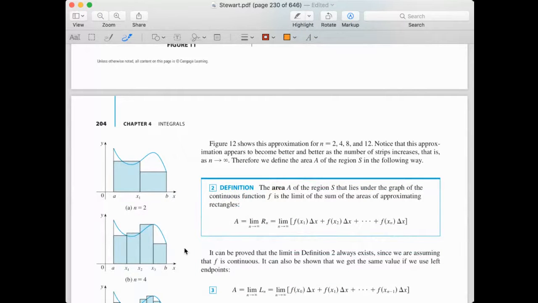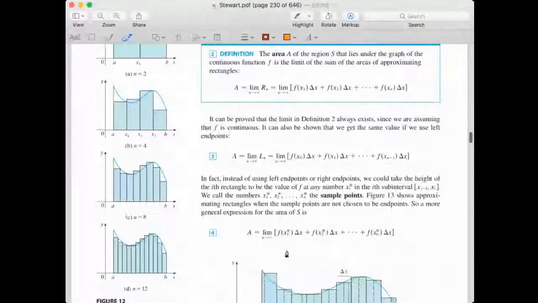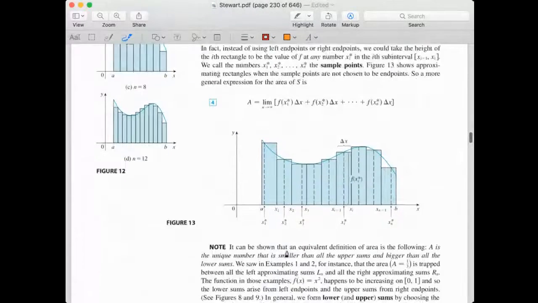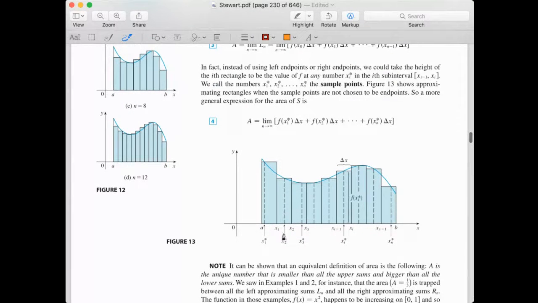Okay, let's see this definition. The area A of a region S that lies under the graph of a continuous function f is the limit of the sum of the areas of approximating rectangles. So we take the limit, letting n run to infinity. This shows we can approximate the height of the rectangle by choosing the middle point of the rectangle, or this x value, and so on and so forth.